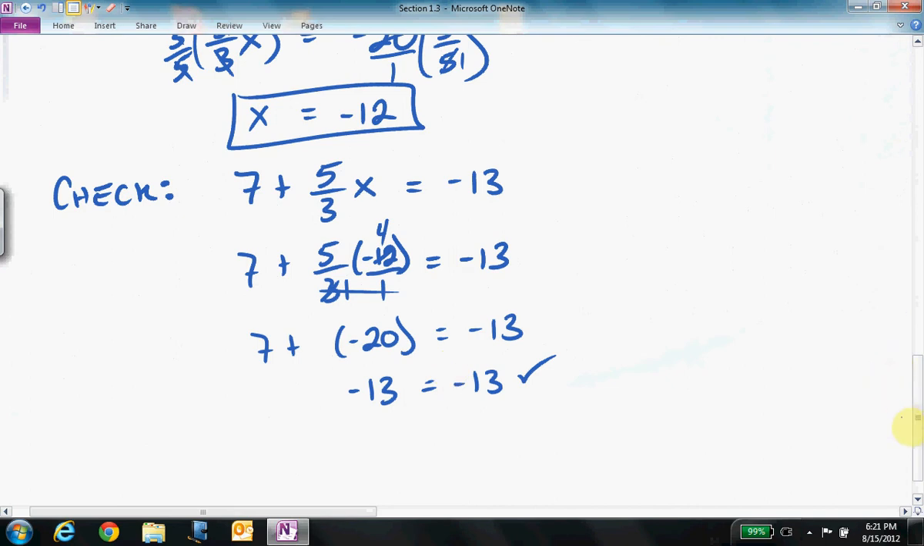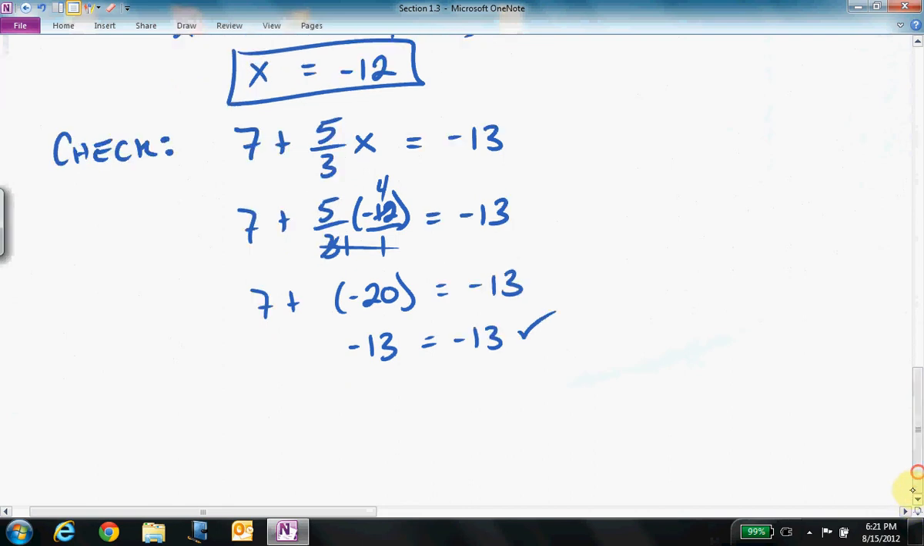Okay, so that is working with variables just on one side. Now we're going to look at variables on both sides.